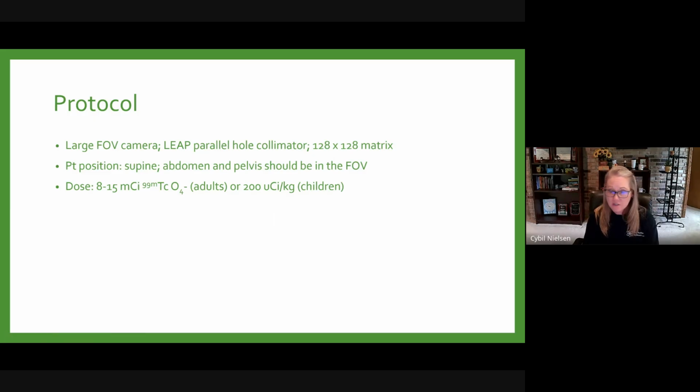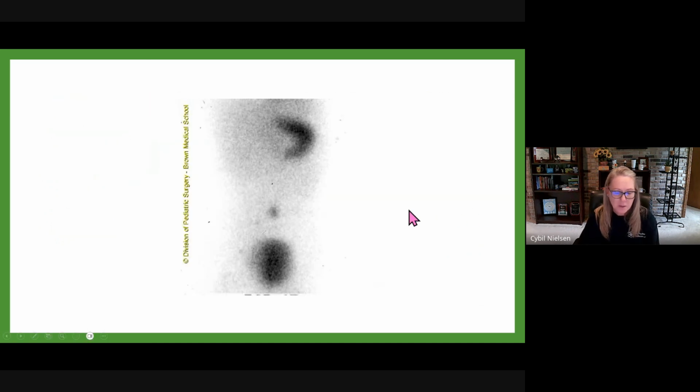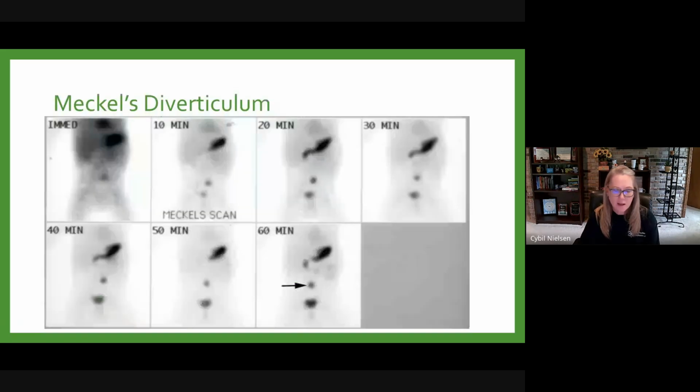You inject straight tech, 8 to 15 millicuries. You image, and you're just basically looking in the lower right quadrant for a Meckel's to show up. So this is actually normal visualization. You have the stomach and the bladder. This is a positive study where you can see it should show up at the same time as the stomach.